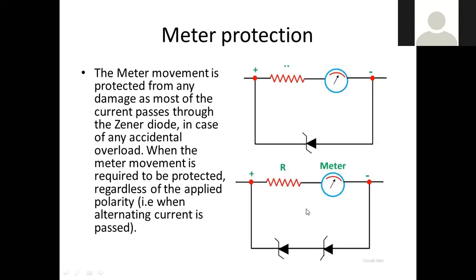The diagram below applies when the polarity of the surge voltage keeps changing, like when an alternating current is passing. Here we have two Zener diodes, such that when the polarity changes and this one goes negative, this one will be reverse biased. If this one goes positive, then the other one will be reverse biased.